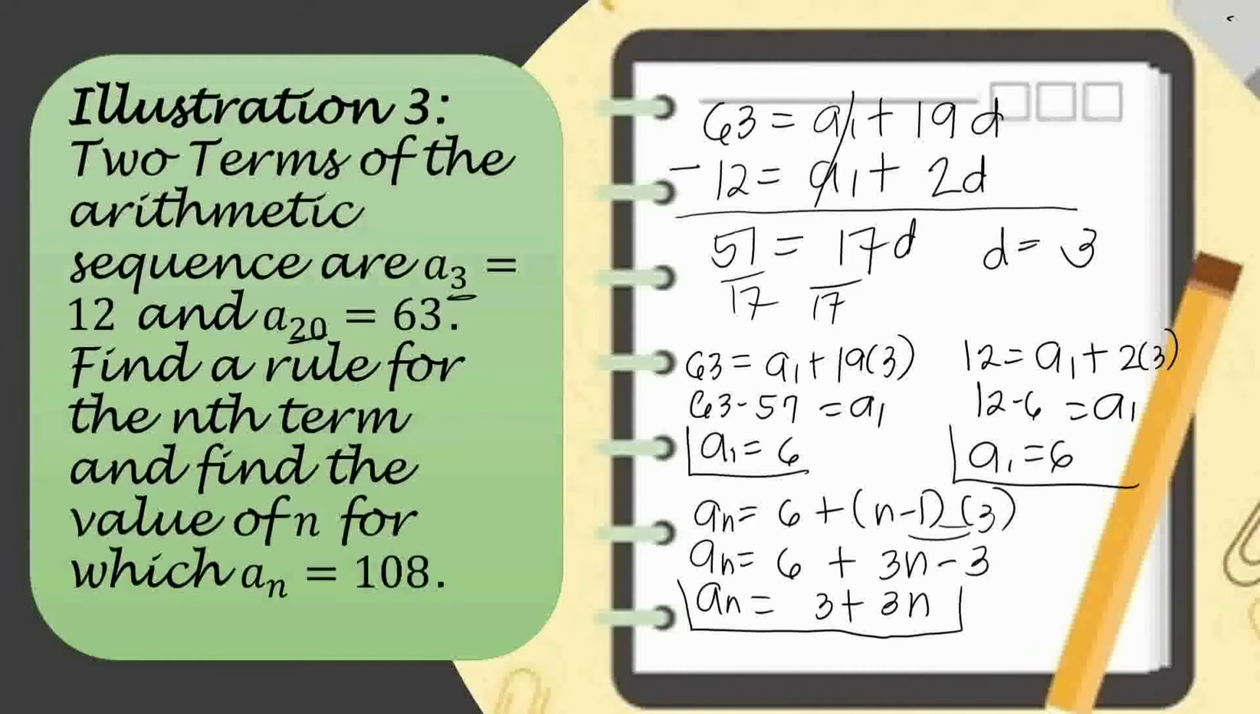And then, hanapin daw natin yung value ng n for which yung a sub n daw is equal to 108. So, yung a sub n, yung value niya is 108. So, a sub n, 108 is equal to 3 plus 3n. So, 108, lipat lang natin itong 3. So, magiging 105 is equal to 3n. So, divide natin by 3. So, 105 divided by 3 is 35. Is equal to n. So, yung 108 daw na yun is pang 35 na value or term.